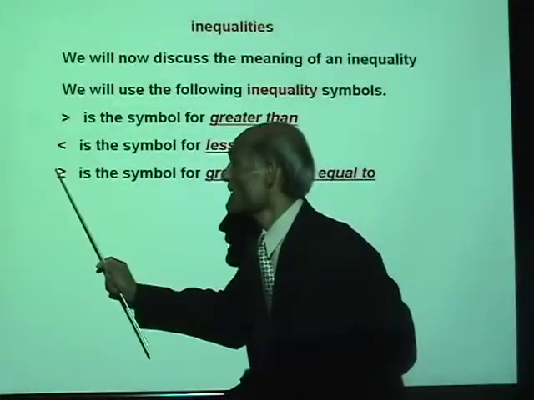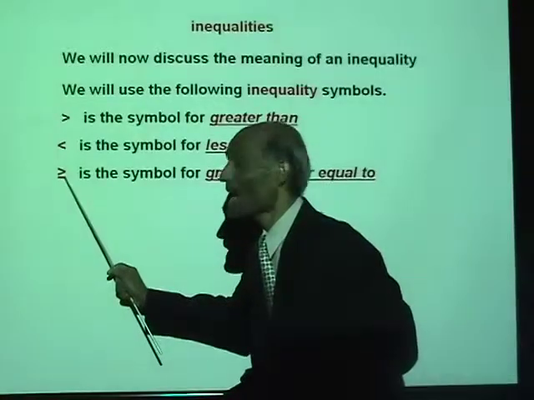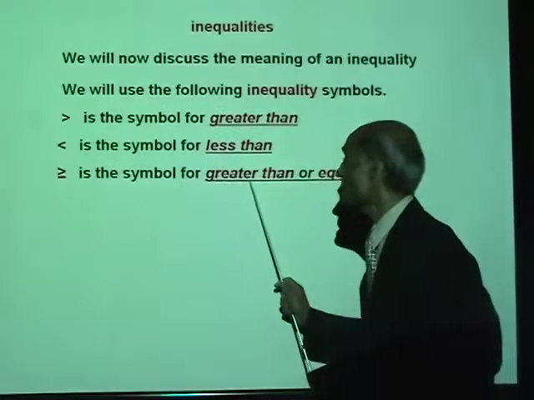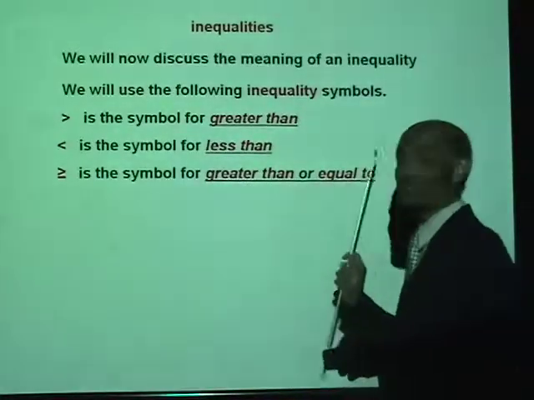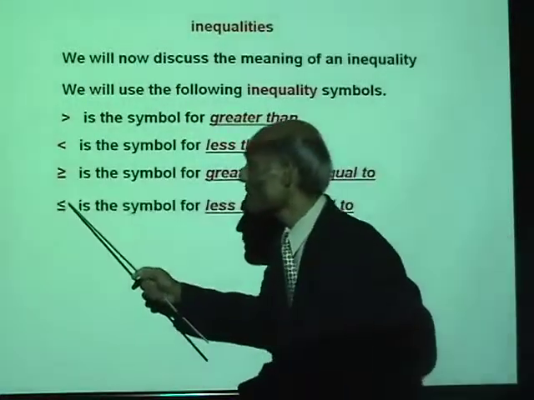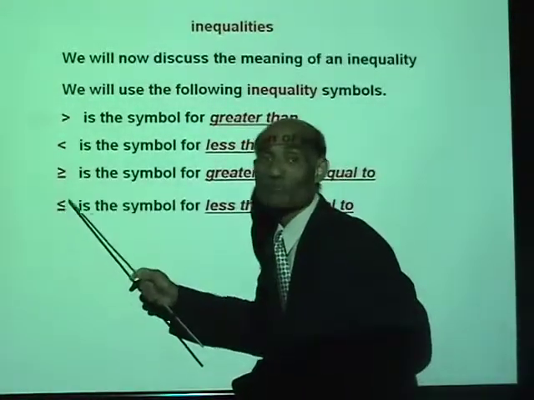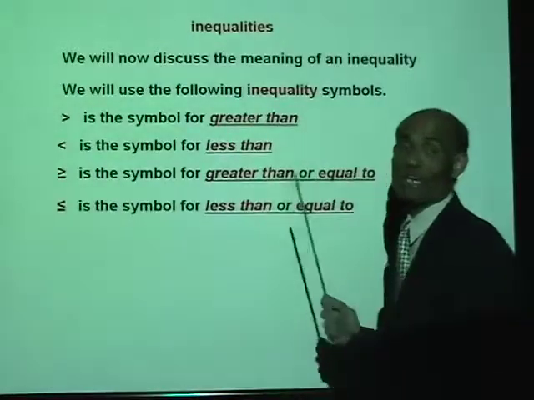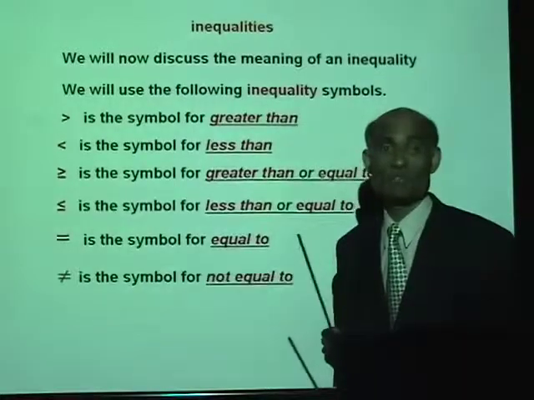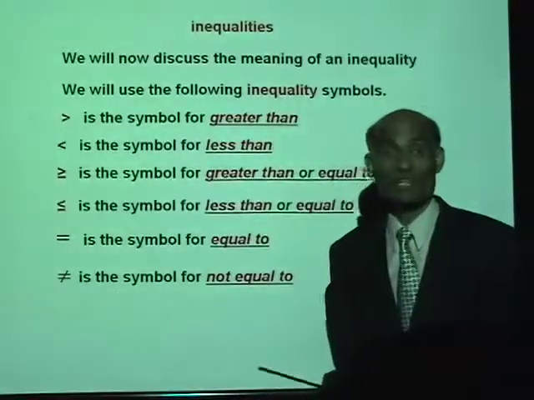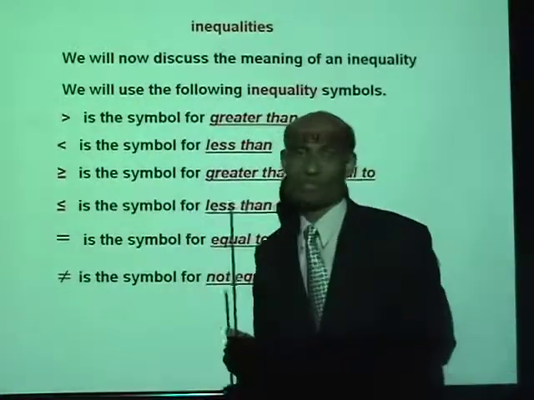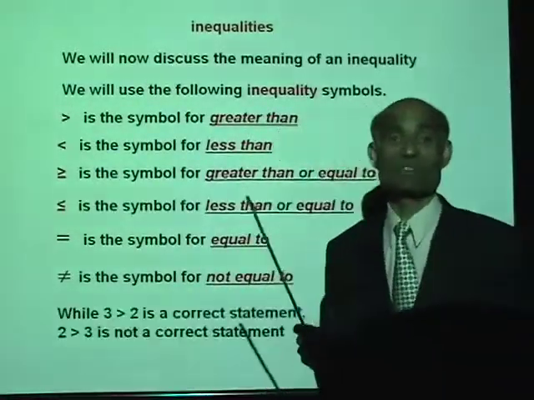Now, if a right arrow has a line below it, you read it as greater than or equal to. In the same way, how will you read this? It will be less than or equal to. And of course you know that symbol, equal to. What does that mean? Not equal to. Well, you must be familiar with all these symbols. We will be using them as we move on.